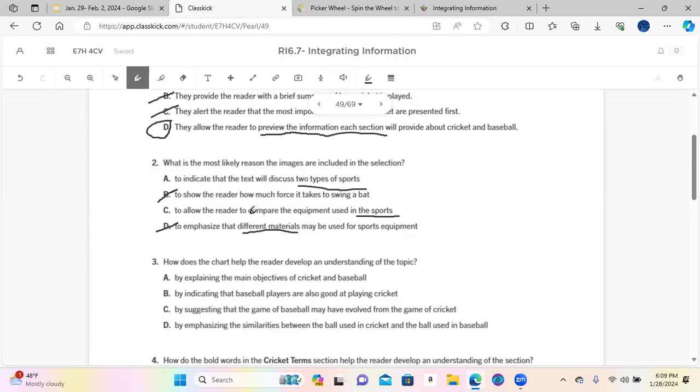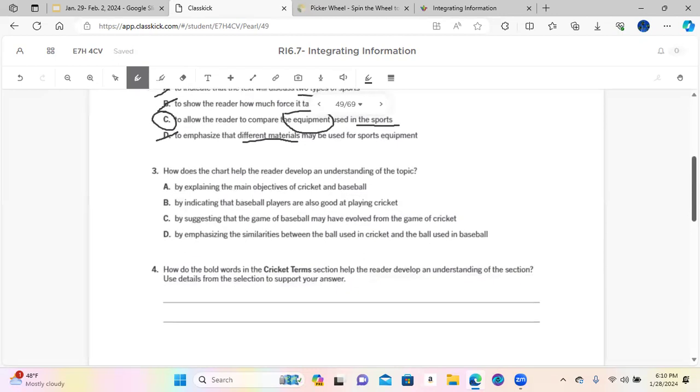So we have 2 to choose from to indicate that the text will discuss 2 types of sports to allow the reader to compare the equipment used. So the picture showed equipment used in each sport. So I feel like this would be the most suitable answer.